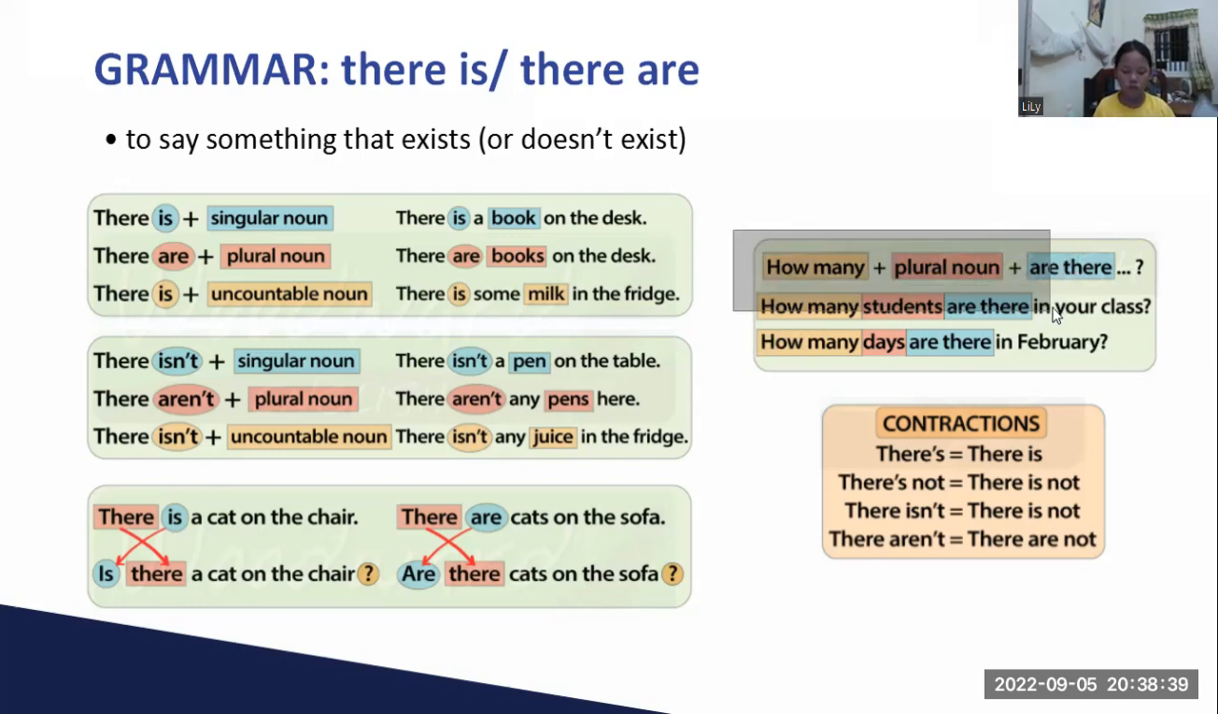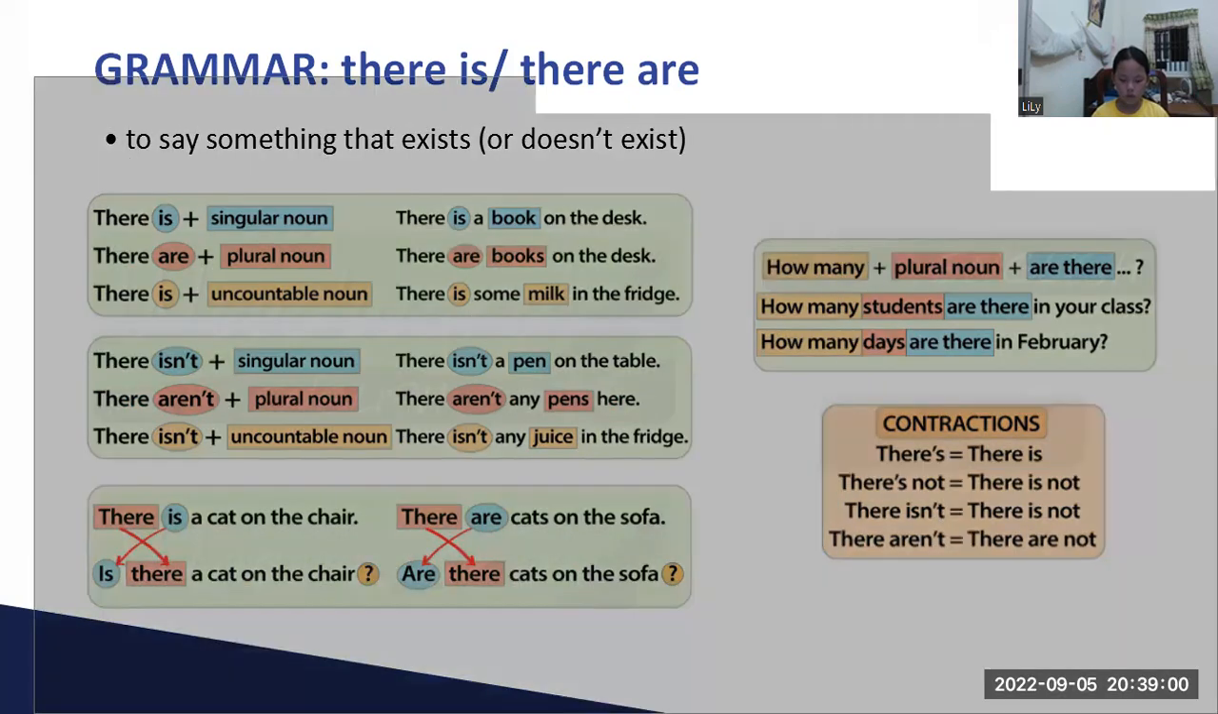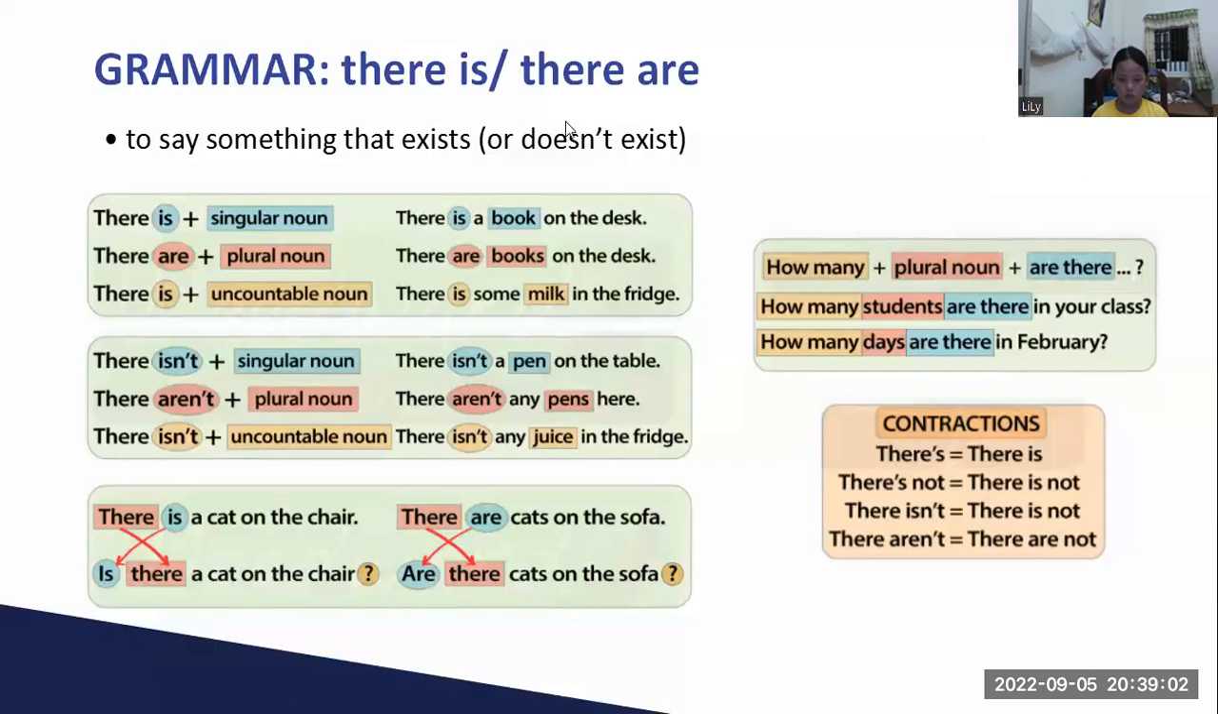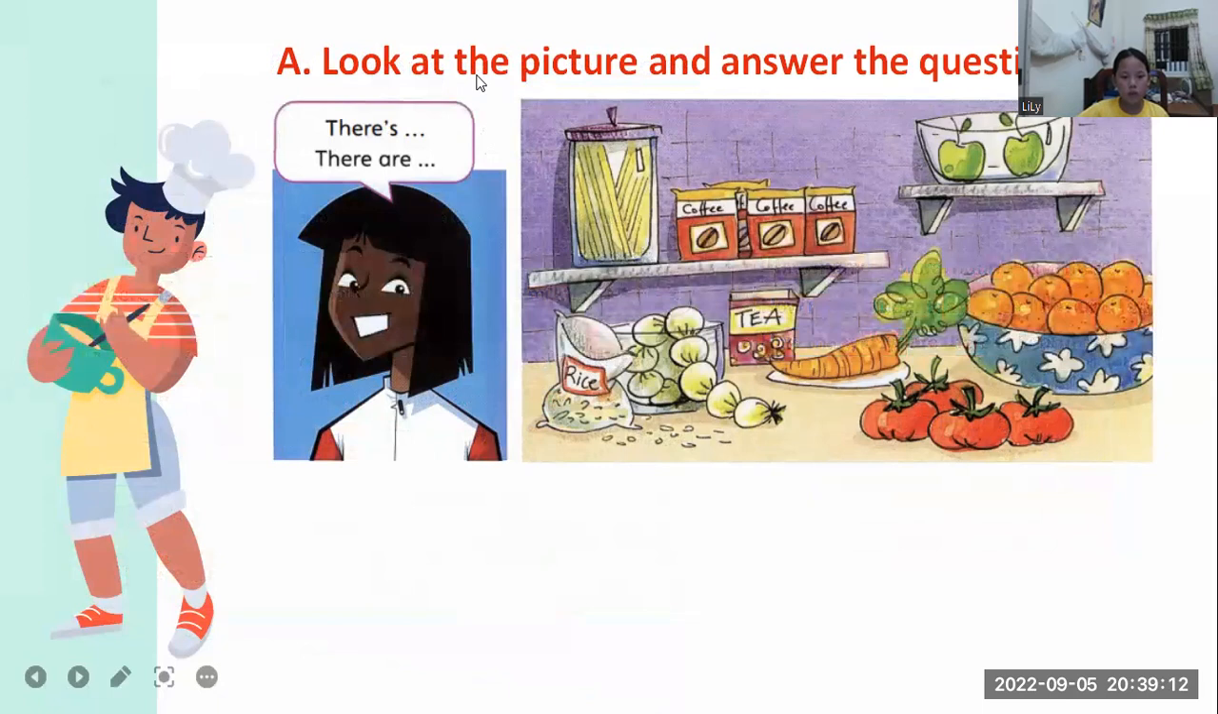How many plus plural plus are there? How many students are there in your class? How many days are there in February? So we have contractions. There's, that means there is. There's not, that means there is not. There isn't, that means there is not. There aren't, that means there are not. Do you understand all of this one, Lily? Very good. So now, look at the picture and answer the questions.